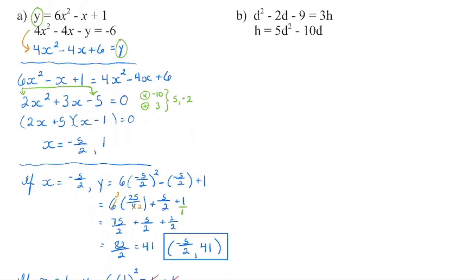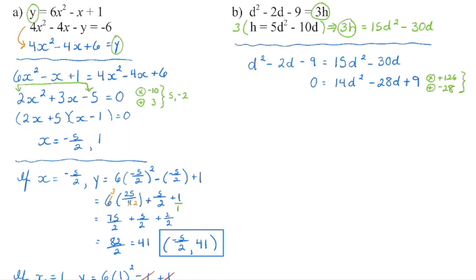And then with my last one here, because we're now dealing with d and h, we tend to list those variables alphabetically if they're not x and y. I can also see that I have a d squared and a d, which means d is in the place of x, h is probably in the place of y. So if we're trying to isolate y, I've got a 3h here. I can multiply this entire equation by 3 to also get 3h here. We can then set those two equations equal to each other.